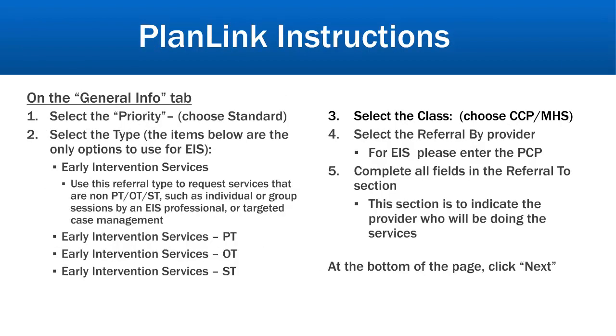Follow the detailed PlanLink instructions on screen. On the General Info tab, select the priority, choose Standard. Select the type. The items below are the only options to use for EIS: PT, OT, ST. Select the class, choose CCP MHS. Select the referral by provider. Complete all fields in the Referral To section. At the bottom of the page, click Next.